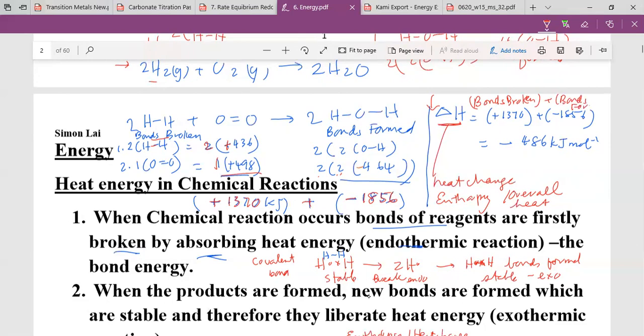This you will see you use in Form 6 as well. Okay, so now the sign is very important. So a bracket, okay, the sign here you know is positive, so you put positive here. So it's positive 1370 plus. Now here, because bonds are formed, it is negative, okay? Put a negative here. So the overall is minus, and this negative means it is exothermic. Okay, you must put down the value and ensure it's exothermic. That's why you burn hydrogen, you get a lot of heat, isn't it? A lot of heat energy to run your batteries, all these things.